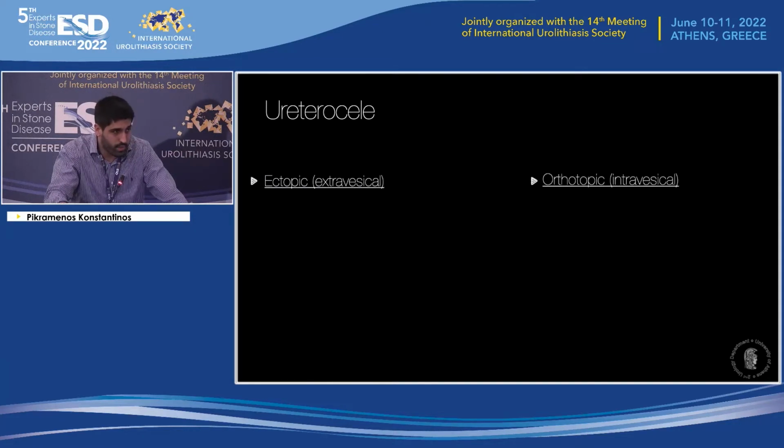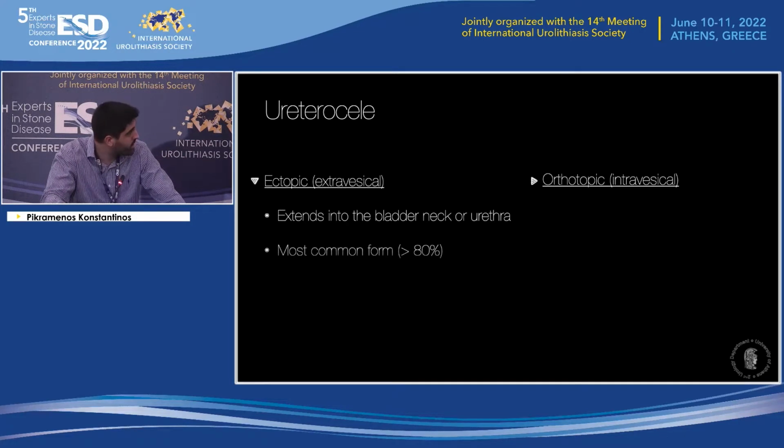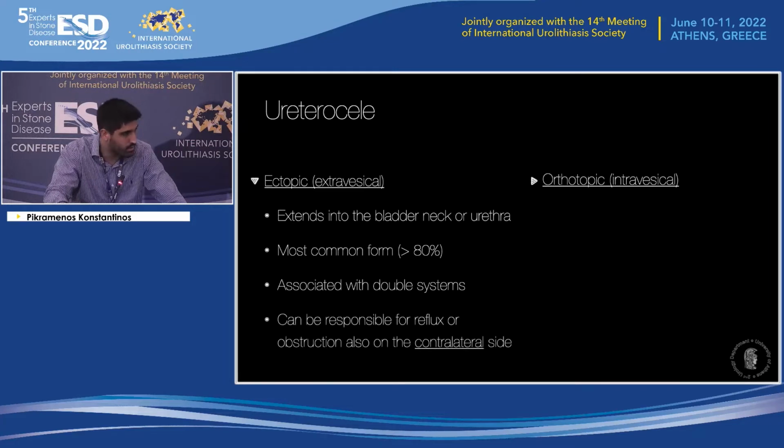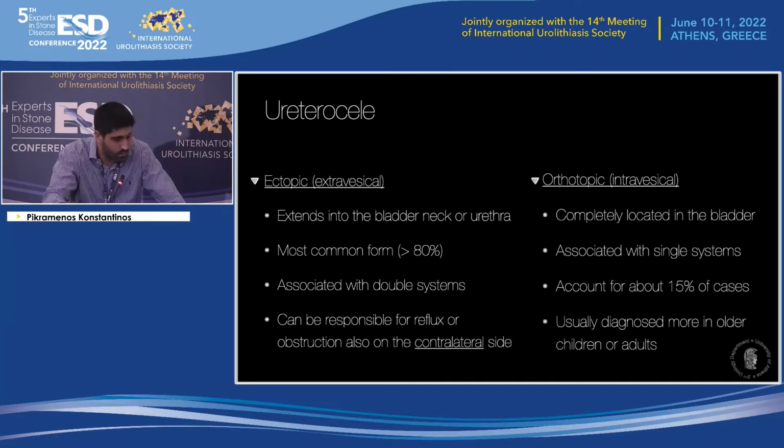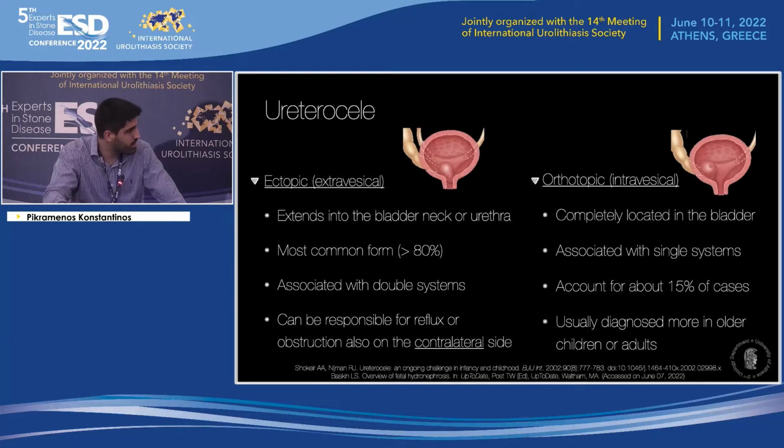It can be ectopic, extravesical, or orthotopic, intravesical. The ectopic form extends into the bladder and into the neck of the urethra. It's the most common form, more than 80%, usually associated with duplex systems, and it can be responsible for reflux on the contralateral side too. The orthotopic form is completely located in the bladder. It's associated with single systems and accounts for about 15% of cases. It's usually diagnosed more in older children or adults.